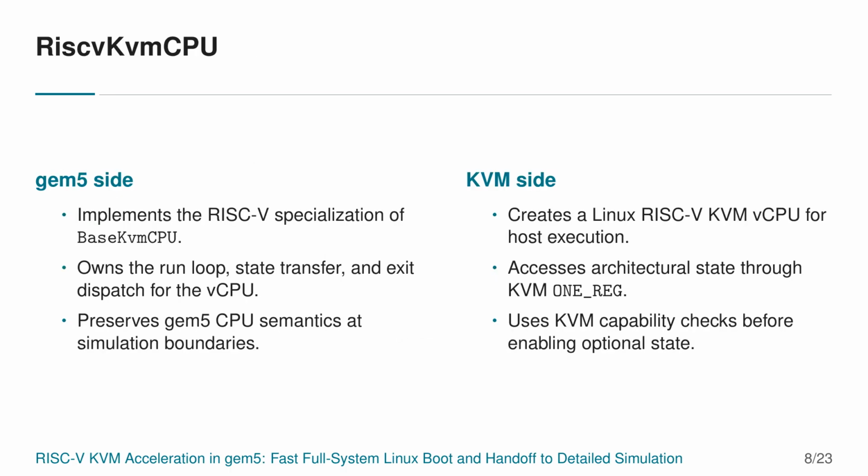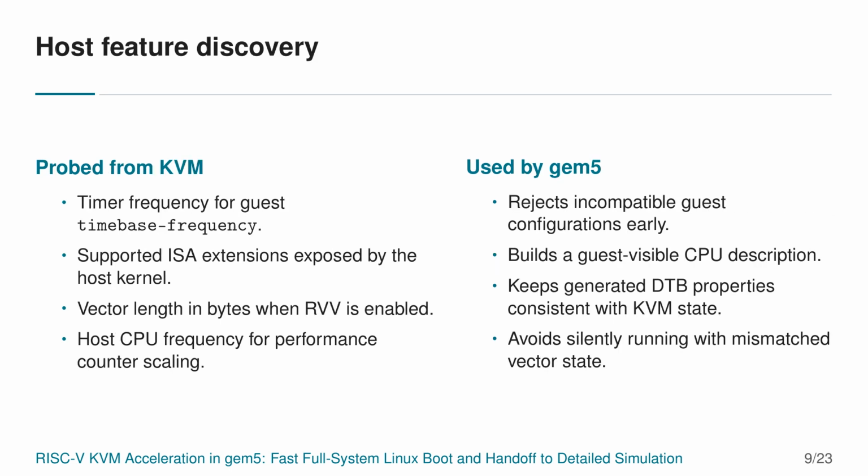RISC-V KVM CPU is the RISC-V implementation of gem5's KVM CPU interface. On the gem5 side, it owns the run loop, state transfer, and exit dispatch. On the KVM side, it creates a Linux RISC-V vCPU and accesses state through one-reg. The implementation probes the host.